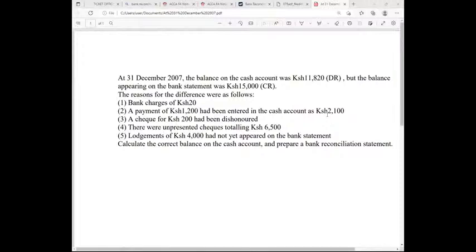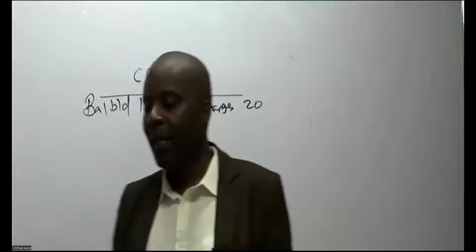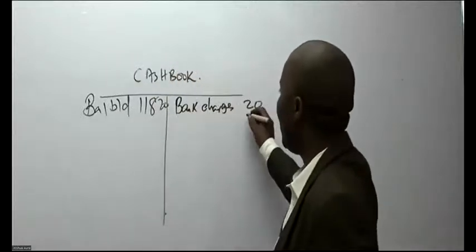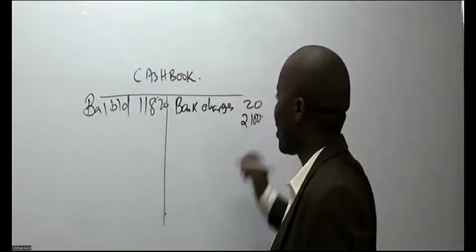As 2,100. So there are two ways here. You see, this is an error in the cash book. We were supposed to credit this account with the 1,200, right? Because a payment of 1,200 had been entered in the cash account as 2,100. So then what I need to do, listen here. A payment was entered wrongly, 2,100 here, right?